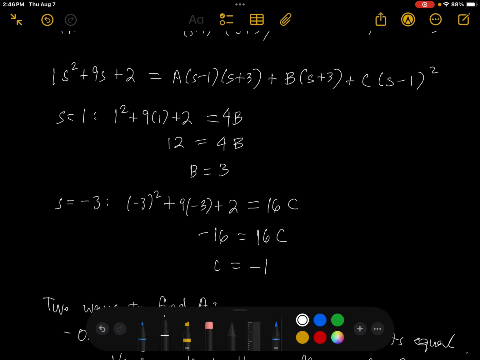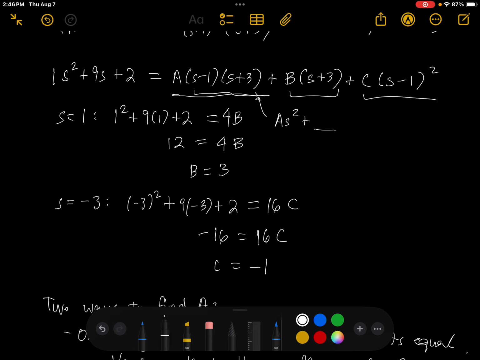Because what's going to happen when you have this s minus 1 times s plus 3? You're going to get s squared plus something s plus some constant. So this term, when you distribute it out, is going to be as squared plus something s plus some constant. But you know that the constant in front of the s squared is going to be a. And what happens if you look at this? b times s plus 3. Well, that's going to give you bs plus 3b. So there's no s squared term.